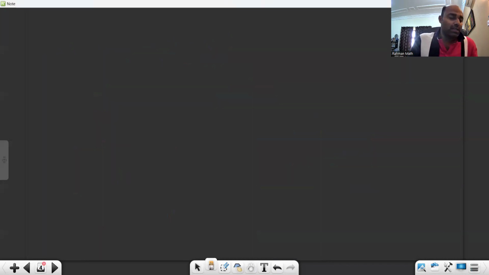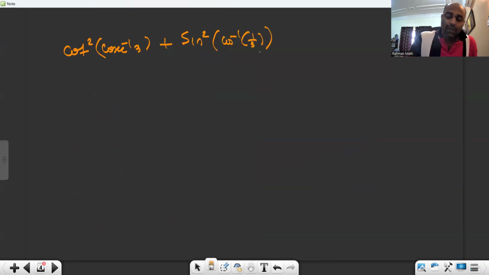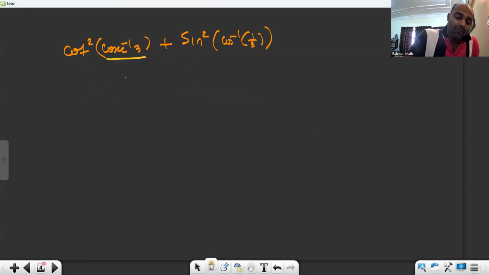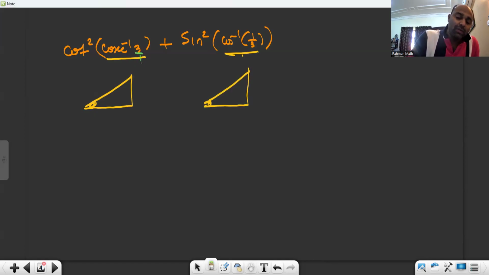Next, the 15th one, you write it. Cot square cosec inverse 3 plus sine square cos inverse 1 by 3. This is all not a table value. First focus on this one, right angle triangle, one angle. What is cosec inverse definition? We can write 3 by 1. Cosec inverse definition is hypotenuse by opposite.